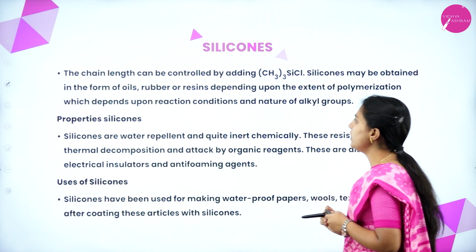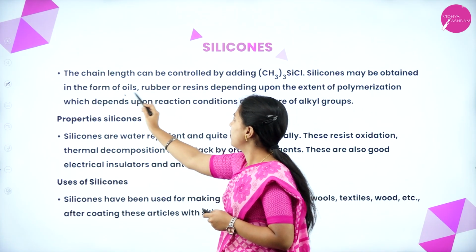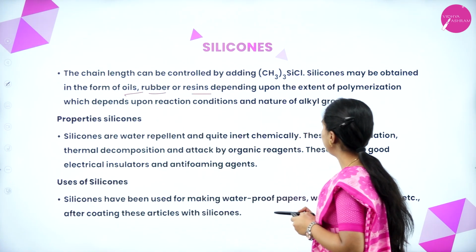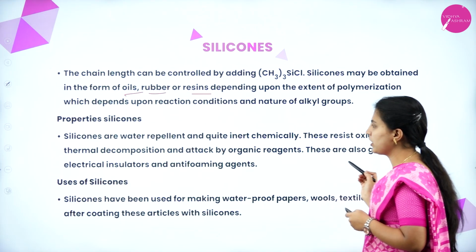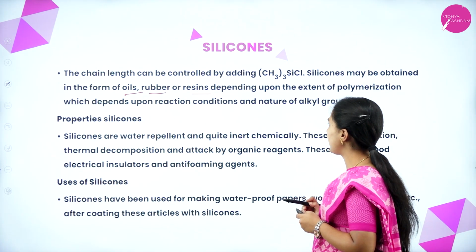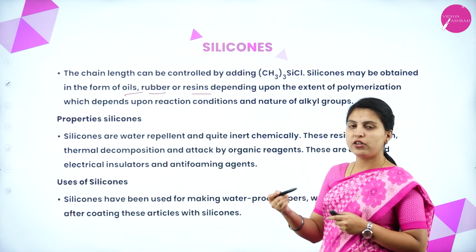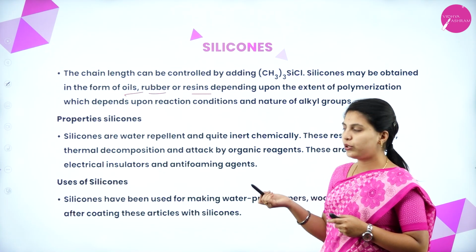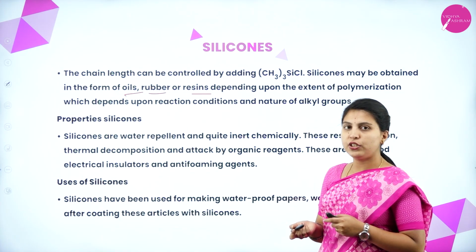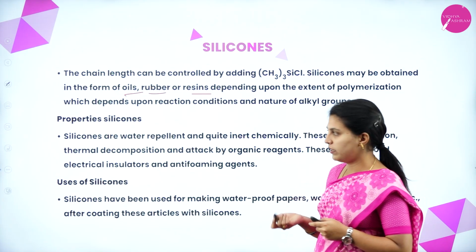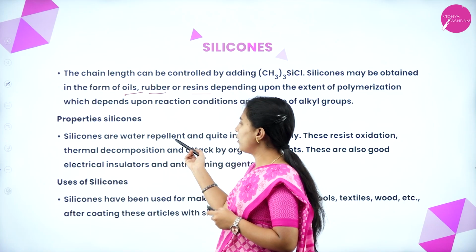Silicones may be obtained in the form of oils, rubbers or resins depending upon the extent of polymerization, which depends upon reaction conditions and nature of alkyl group. By adding alkyl group, silicones can be extended lengthwise and it will be present in the form of oil, rubber or resins. Properties of silicones.